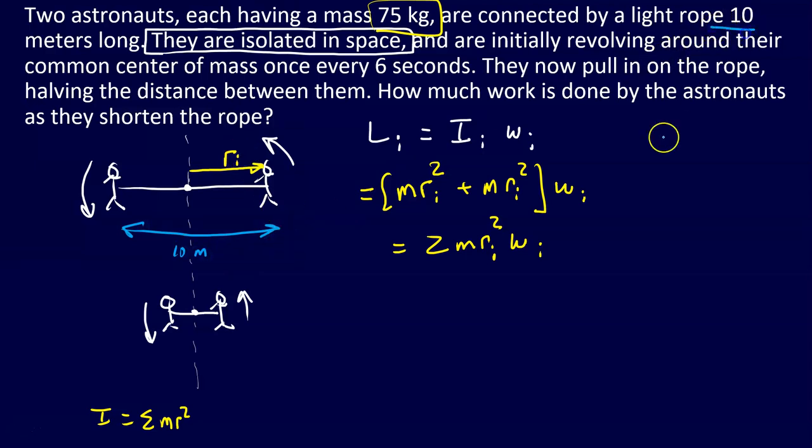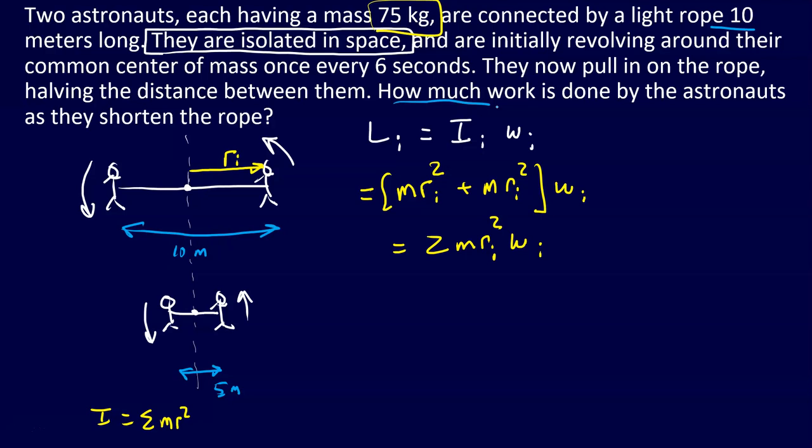It's giving us the total length between them. And then we're told that they pull in the rope. Over here, this may not be to scale, but the idea is that the distance between them is now 5 meters in the end. And the question we're asked is how much work is done by the astronauts. But let's start by thinking that we're going to use angular momentum to figure out how fast they're rotating after they do this.